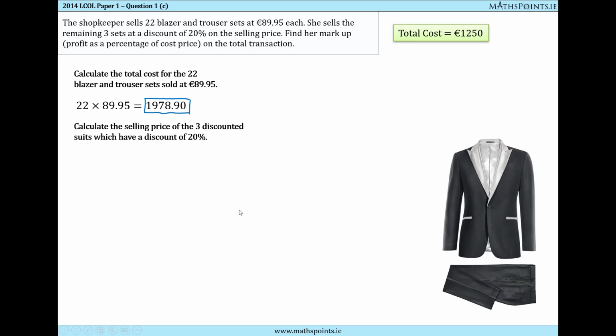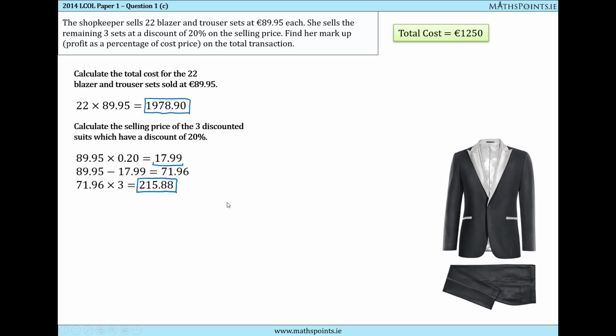The other 3 he sold at a discount of 20%. Now remember, the selling price is €89.95. So we're going to find 20% of €89.95. And so these sets were sold at a discount of €17.99. So he sold them for €17.99 less than the selling price. So let's subtract that from the selling price and we get €71.96. He sold 3 of these sets, so that's 3 times €71.96, which means that he sold the discount sets at a total of €215.88.